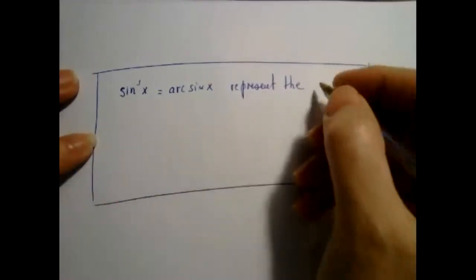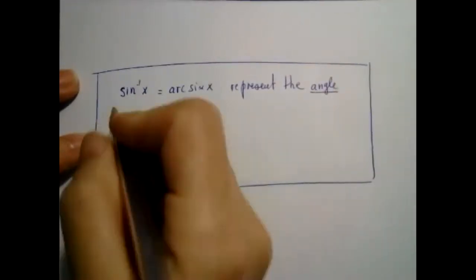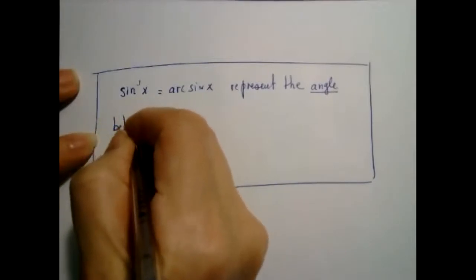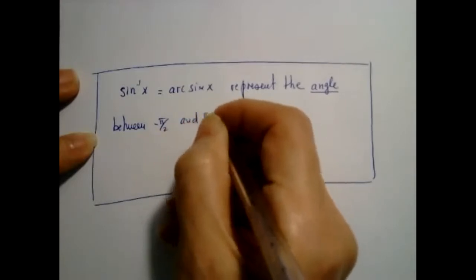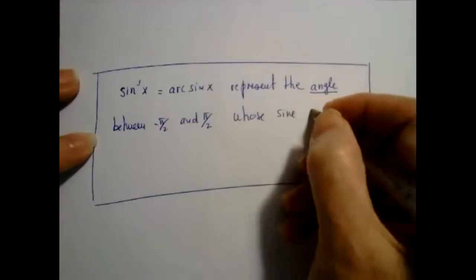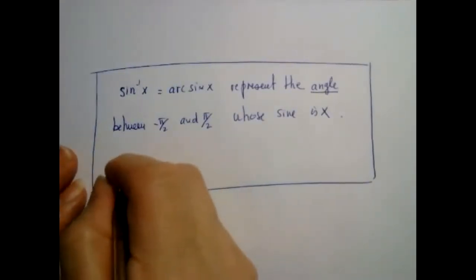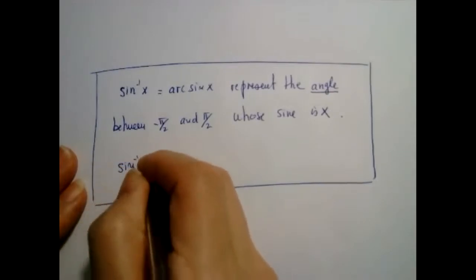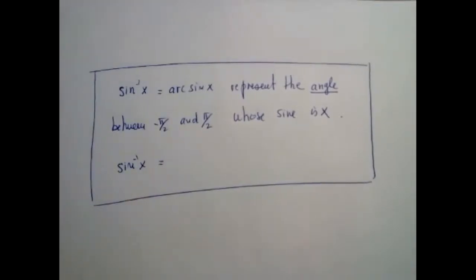So it represents the angle between minus pi over 2 and pi over 2 whose sine is x. That's the important idea. So arc sine or sine inverse is the angle whose sine is x. If I say sine inverse of x or arc sine, they are synonymous. They mean the same thing.